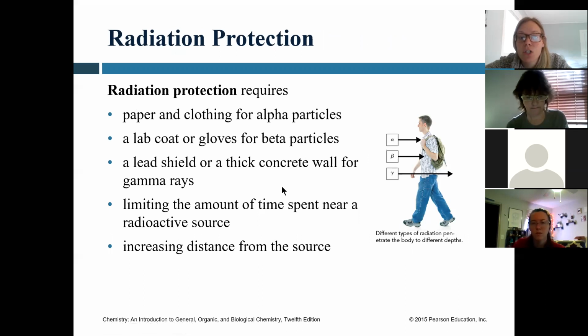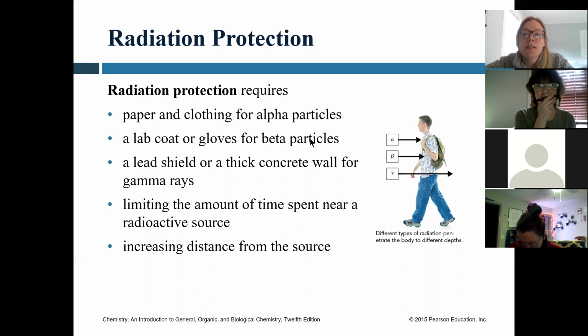As far as how radiation goes, the bigger the particle, the clunkier the particle, the less damaging it is. The smaller it gets, the higher energy it gets, the more damaging it is. So alpha particles, and remember, an alpha particle is just a big helium, that is relatively harmless. It can be stopped by paper or clothing. It's not going to do much.